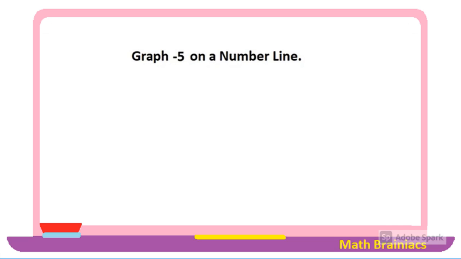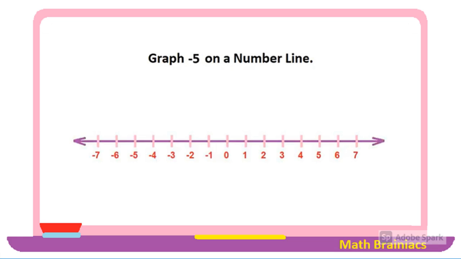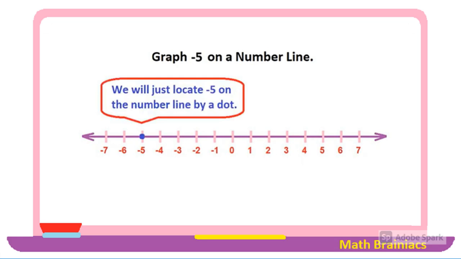Let us work on another example so that you can understand it well. Graph negative 5 on a number line. Therefore, we need to draw a number line. Then, we're going to locate the negative 5 on the number line with a dot. It is easy, right? Just like what you are always telling me, this lesson is for babies.